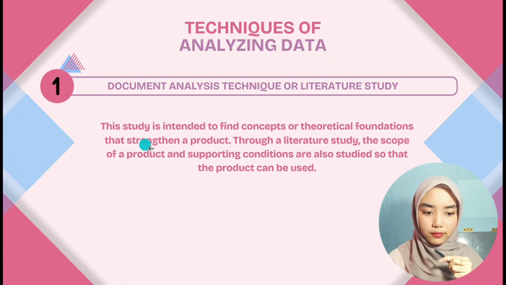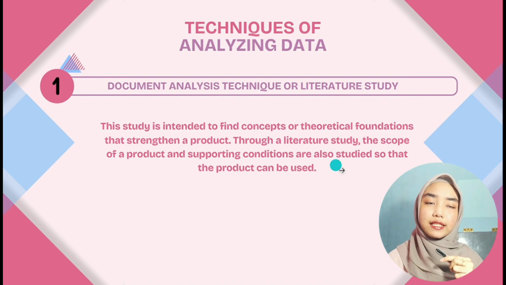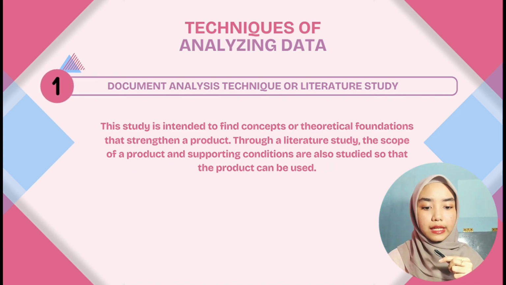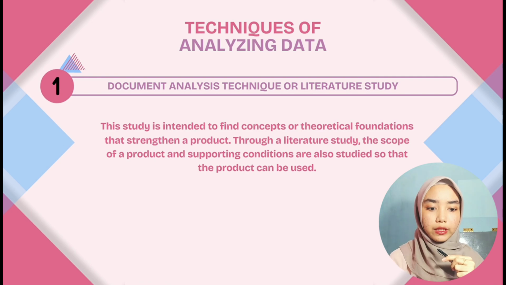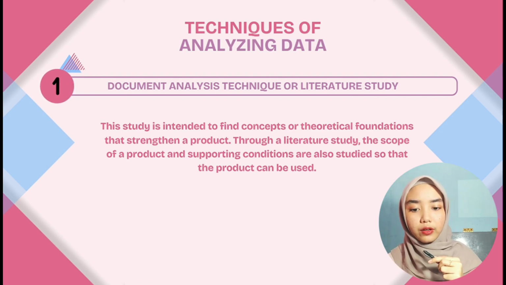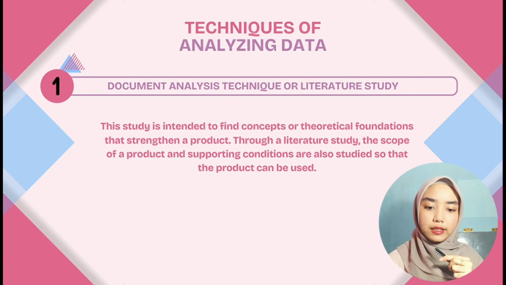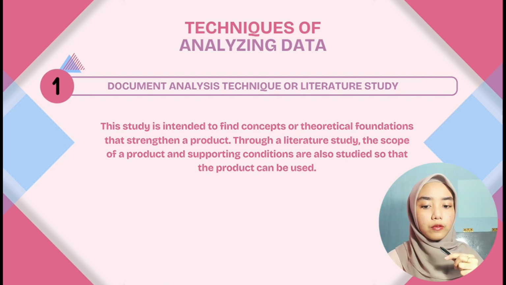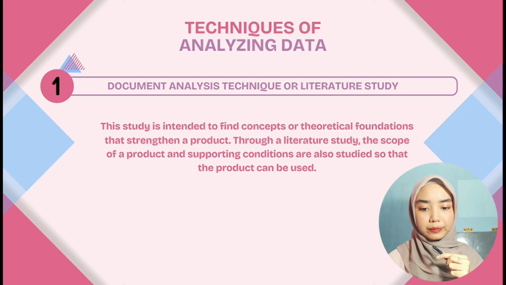So, in conducting R&D, it is necessary to conduct a preliminary study related to the project that is being developed. Usually, a preliminary study is conducted with a literature study. This study is intended to find the concepts or theoretical foundations that strengthen a product. Through a literature study, the scope of products and supporting conditions are also studied so that the product can be used. Data from the literature study needs to be analyzed in such a way.